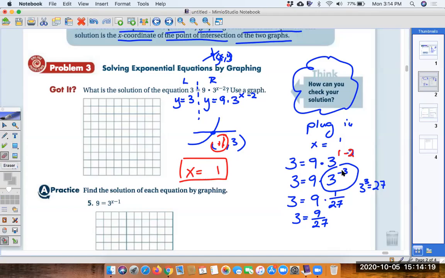1 minus 2 is not -3, it's -1. And 3 to the power of -1 is 1/3, 1 over 3. And 9 times 1/3 is 1/3 of 9, or 9 divided by 3. 9 divided by 3 is indeed 3. So now it checks.